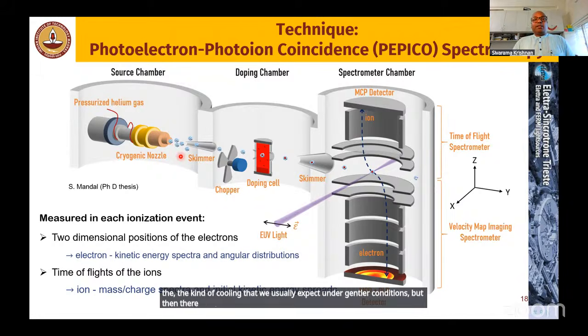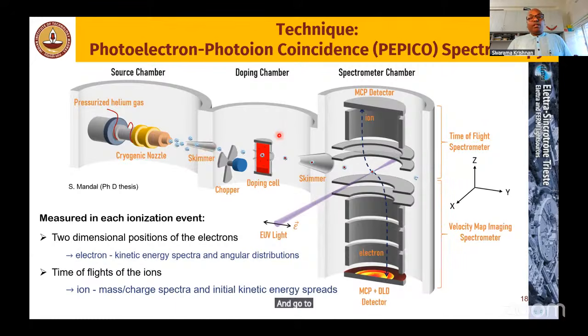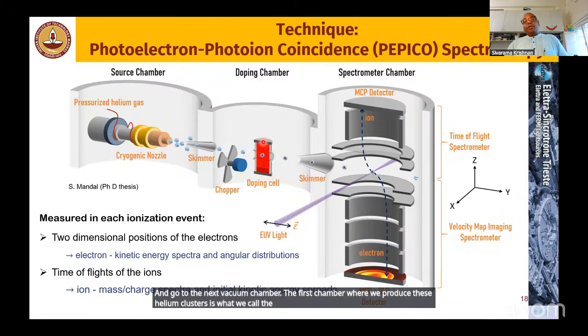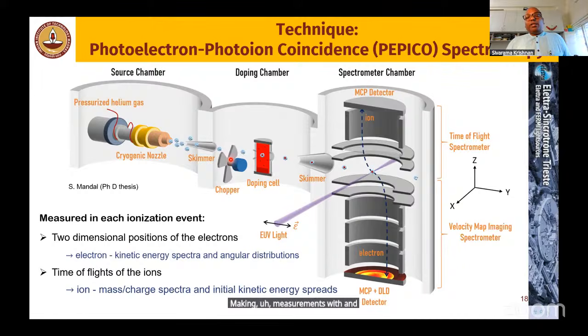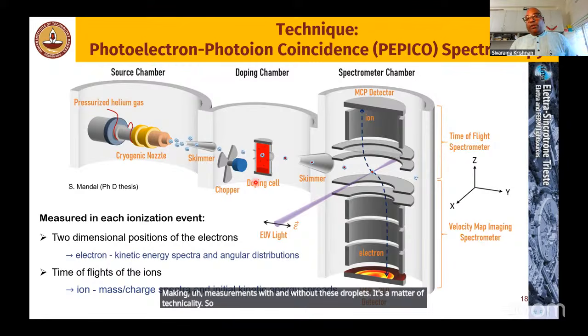But then there is aggregation. This is a whole science in itself. But we extract the cold part of this jet in a skimmer and go to the next vacuum chamber. The first chamber where we produce these helium clusters is what we call the source chamber. And then here we have the doping chamber. And in the doping chamber, we have a chopper which chops the beam to periodically block it and let it through. This is for making measurements with and without these droplets. It's a matter of technicality. If you find this new or overwhelming even, please ignore that.